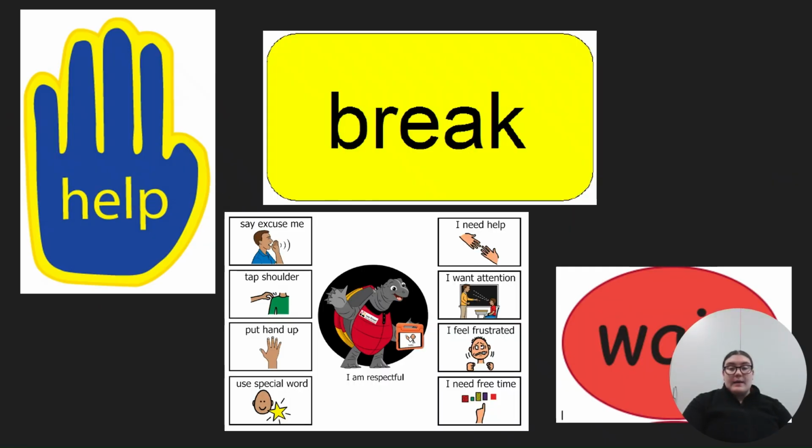Some examples of more specific ones: you might have a student who prefers a different symbol to the standard set, so you might have your own set of lanyard visuals for a specific student. You might have specific ones such as I feel frustrated that typically wouldn't be on a standard set of lanyard visuals, but for a student who frequently feels frustrated and that's a point of breakdown in communication, you might have staff use a I feel frustrated on a lanyard visual.